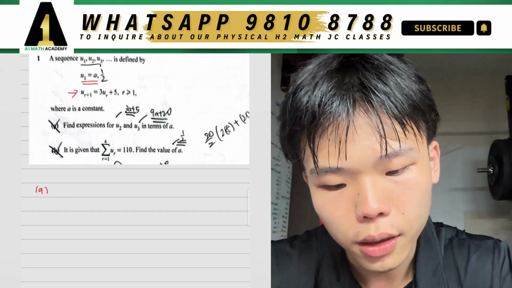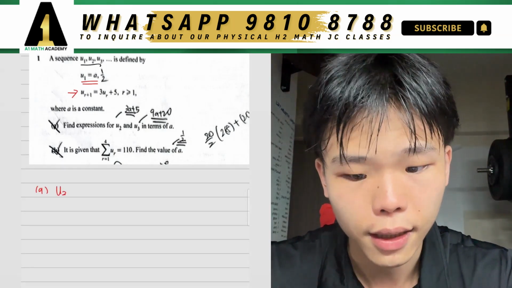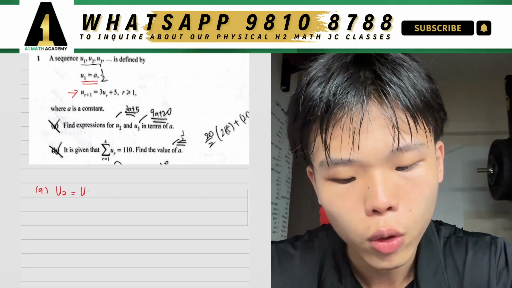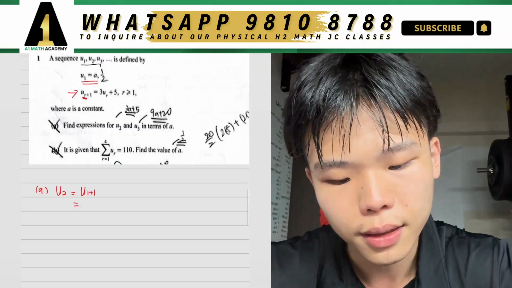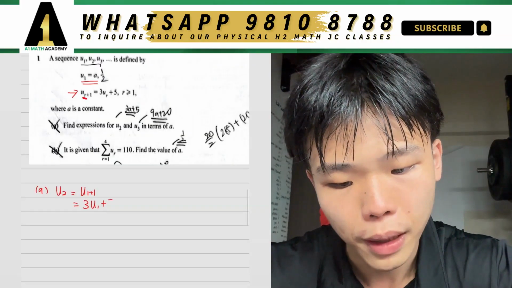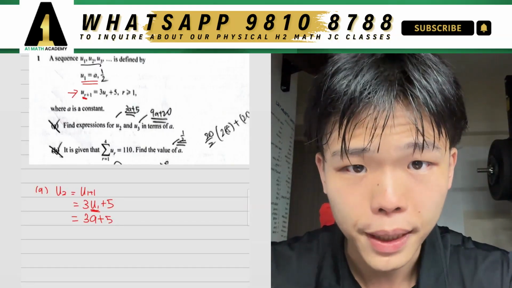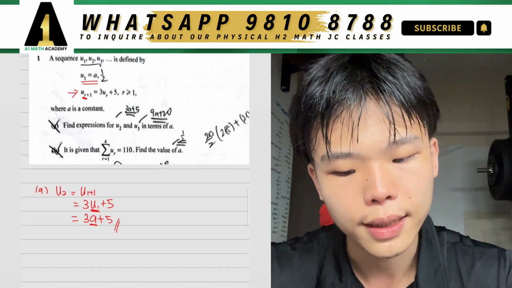For A, we want to find U2, the second term. And we know that U2 is dependent on U1 because it can be written as U1 plus 1, as you can see over here. That means this is just 3U1 plus 5, and that will give me 3A plus 5 because U1 is my base case and that is my A. So that's the answer for U2.